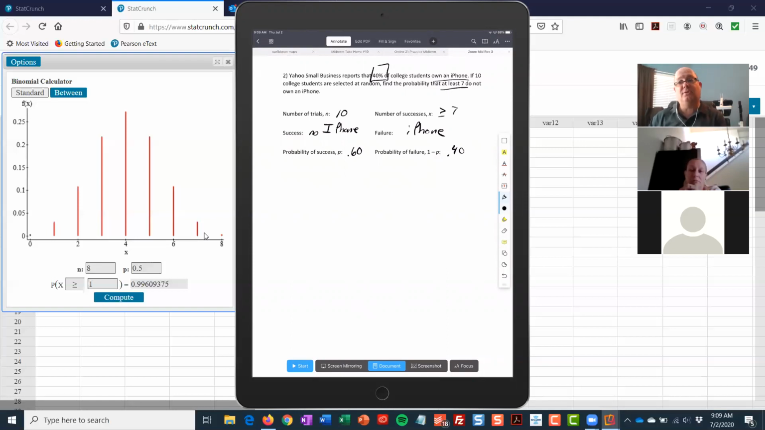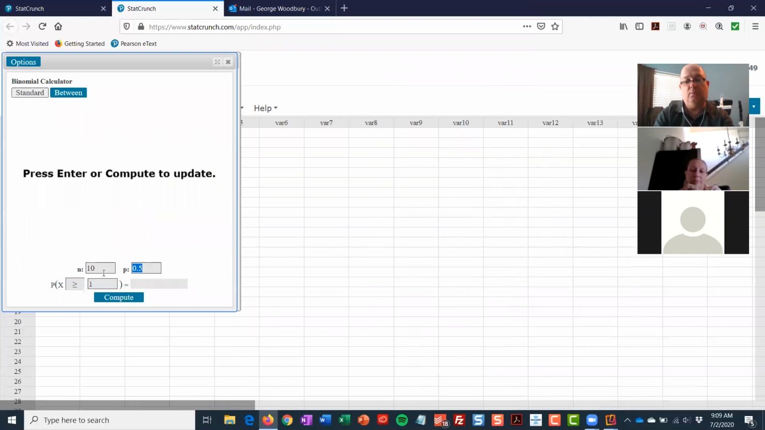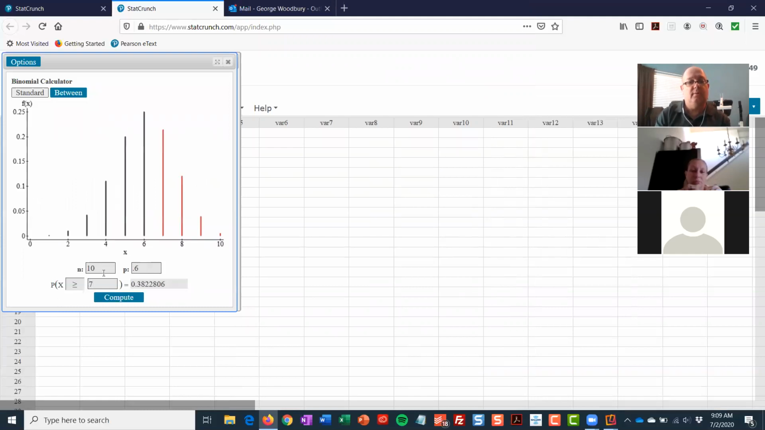Now we can take this to StatCrunch the same exact way. This time n was 10. p was 0.6, x greater than or equal to 7. And we get 0.3823.